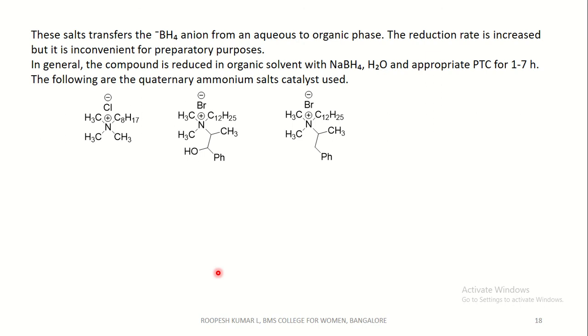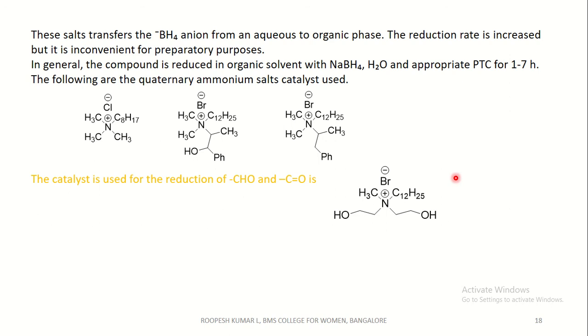These salts transfer the borohydride anion from an aqueous phase to the organic phase. The reduction rate is increased, but it is inconvenient for preparatory purposes. That is, the reduction is very good and the yield is very good, but the preparation of a PTC, that is tetraalkyl ammonium borohydride, is very difficult. In general, the compound is reduced in organic solvent with sodium borohydride, water and appropriate PTC for 1 to 7 hours. These are the quaternary ammonium salts used for the reduction.